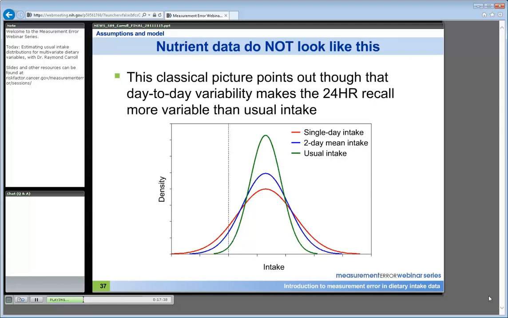So the first thing is that nutrient data don't look like this. There's a large literature on measurement error modeling and corrections, and they're often based on the idea that the data are beautifully bell-shaped, in particular the nutrient intake data. That's not the case in general, but this is the beautiful picture where green is the usual intake and red is a single day's intake. The point of this picture is that while the two have the same mean, a single day's 24-hour recall is much more variable than usual intake.